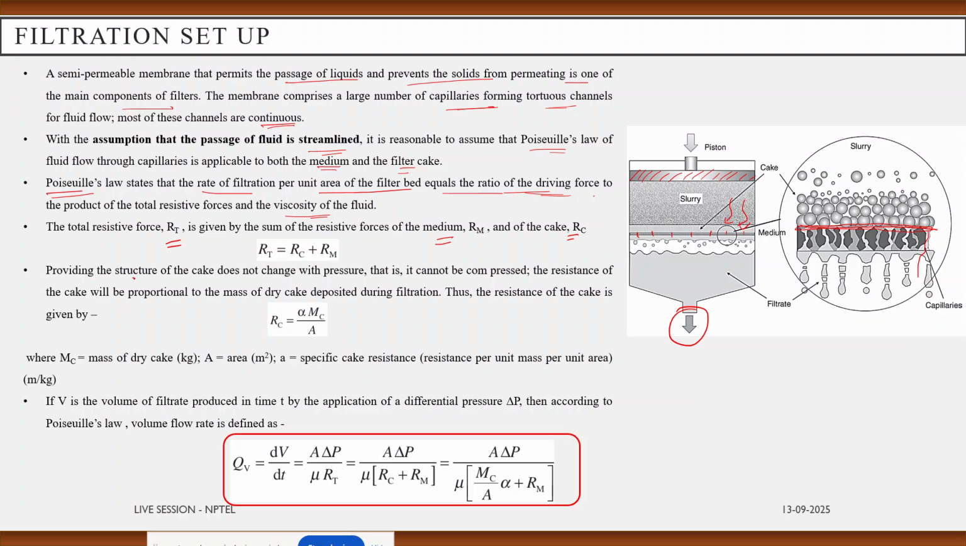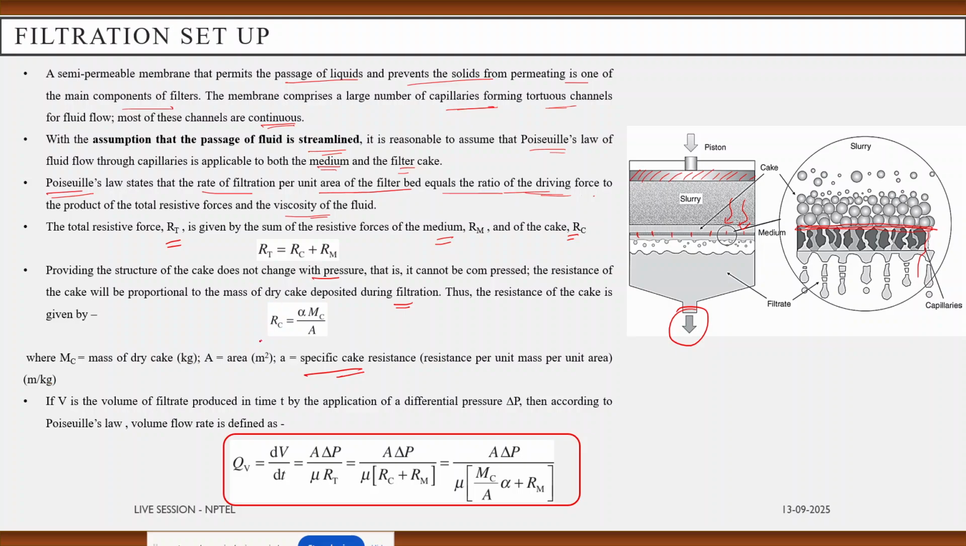Another assumption is that the structure of the cake doesn't change with pressure. So we are assuming that the cake is incompressible in nature, so it cannot be compressed. The resistance of the cake is proportional to the mass of dry cake deposited during the filtration. So Rc equals alpha mc by A, where mc is the mass of the dry cake, A is the area, and alpha is the specific cake resistance. The unit for specific cake resistance is meter per kg.